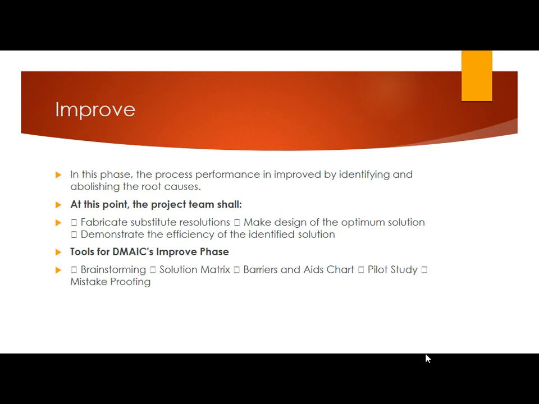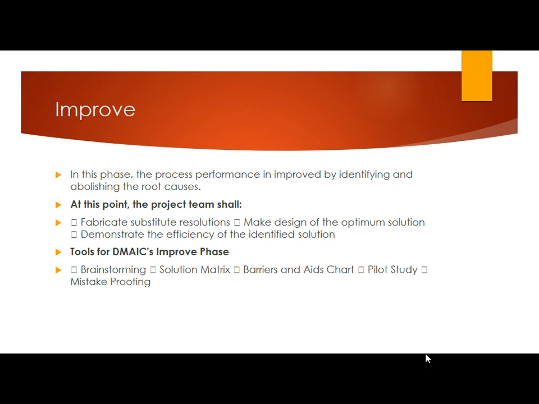Next is improve. In this phase, the process performance is improved by identifying and eliminating the root causes. At this point, the project team should have a fabricated substitute resolution, make sure of the optimum solution, demonstrate the efficiency of the identified solutions, and deploy the solution.